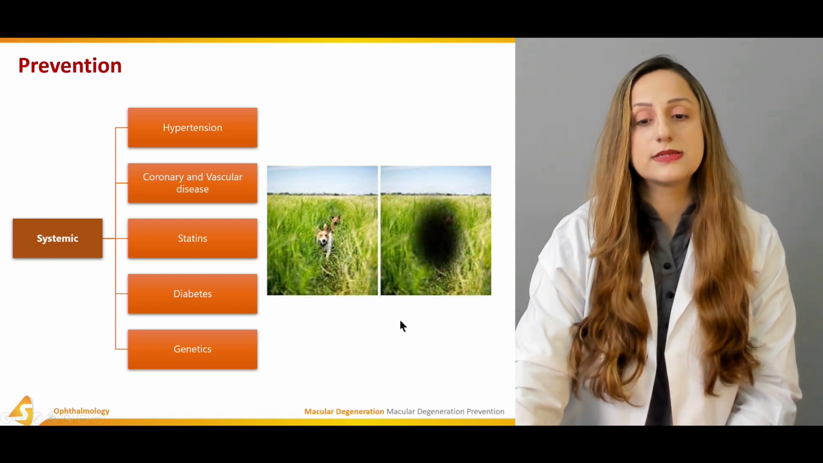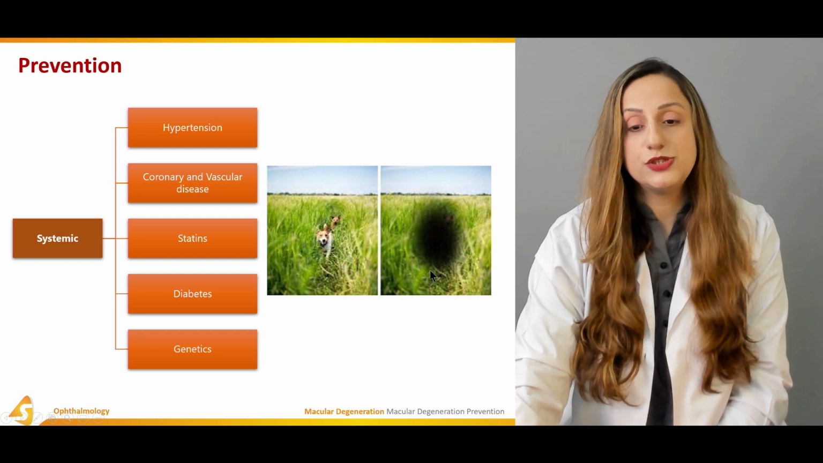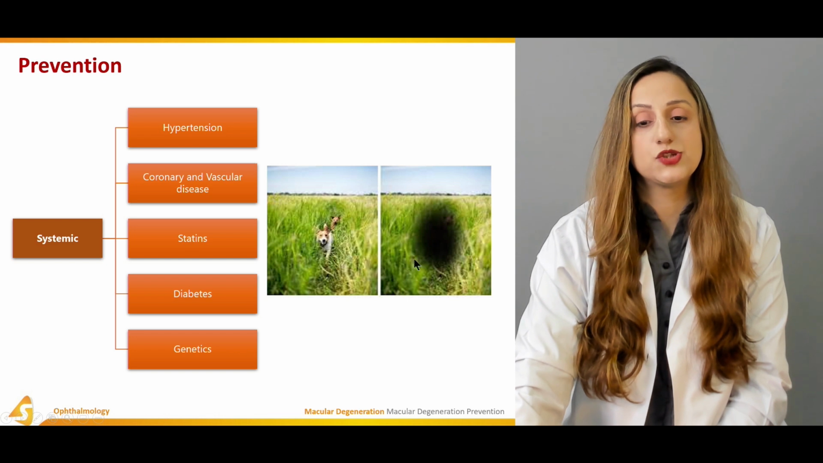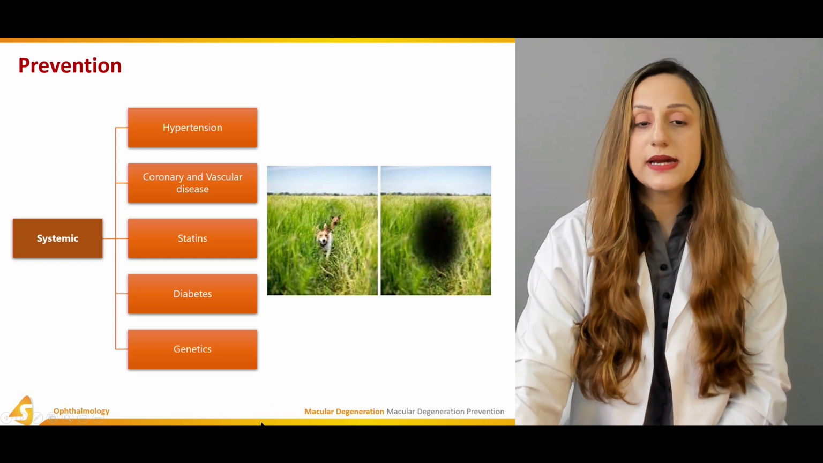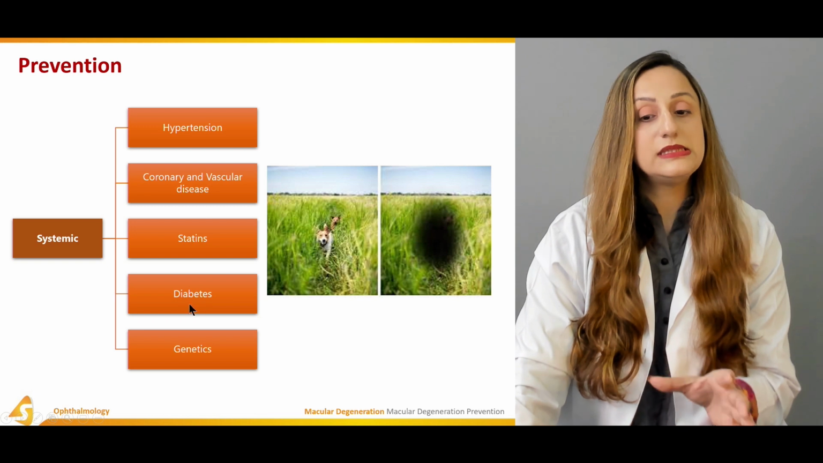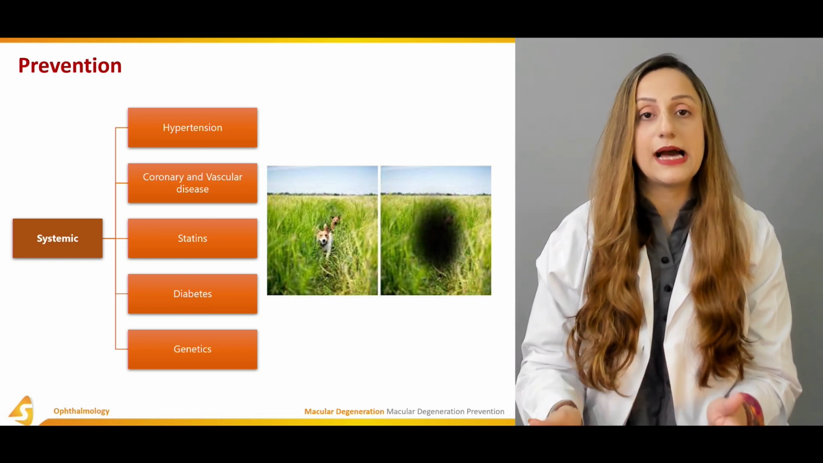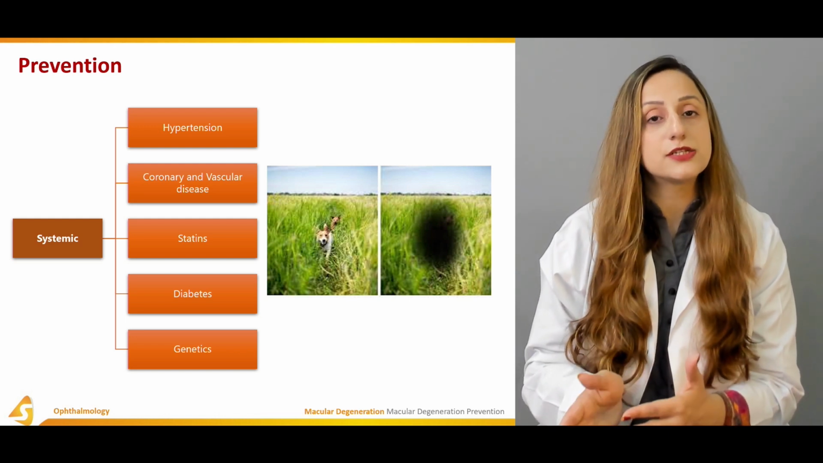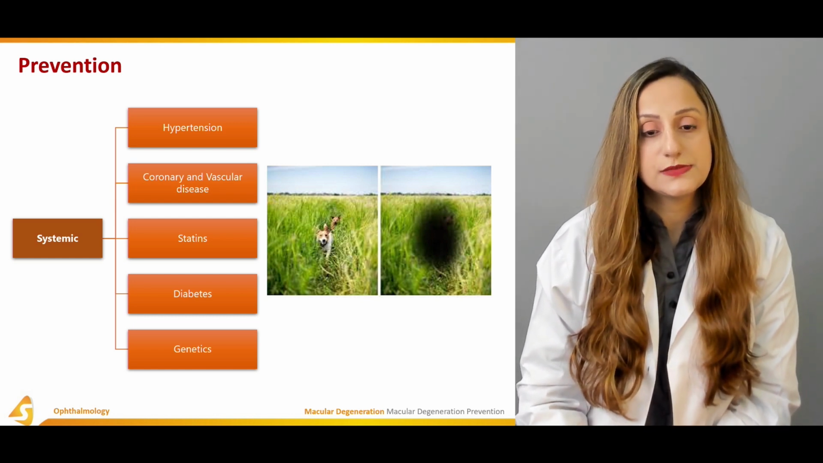Over here you can see there is a central vision loss due to macular degeneration, and a normal vision in a person can be compared with the vision in a patient with macular degeneration. Regarding prevention, any long-term diseases, hypertension, diabetes mellitus, hypercholesterolemia, or the patient being on statins, these are the risk factors towards the development of age-related macular degeneration in the patient.